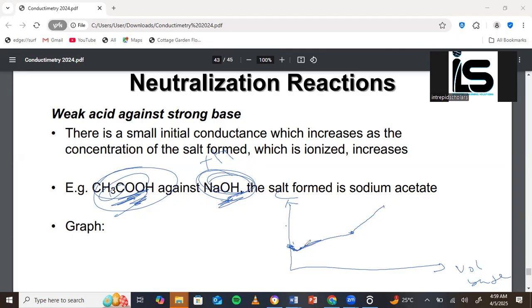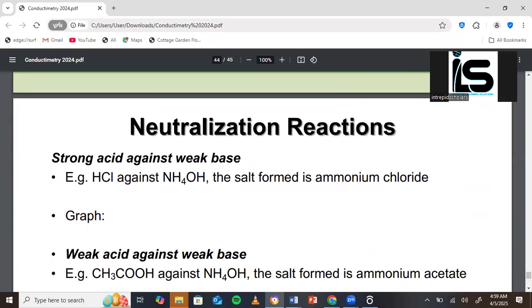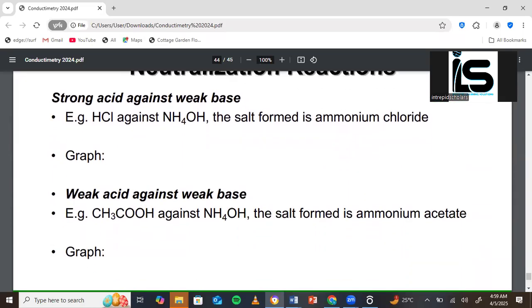So between the point where there's a steep increase and then the point where there's a sharp increase, between that point, we trace it to the baseline, and then we get what? We get our equivalent point. So this is the nature of the graph of a weak acid, strong base conductimetric graph.